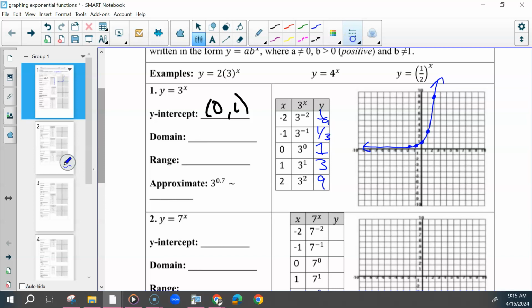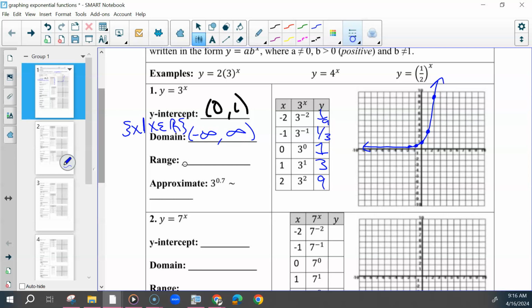So for domain, what's your furthest point to the left? Negative infinity. And what's your furthest point to the right? Positive infinity, correct. And just as a reminder, you might see this in set builder notation. And that's what that would look like. x such that x is an element of all real numbers. You don't have to write that, but you have to know what it looks like.